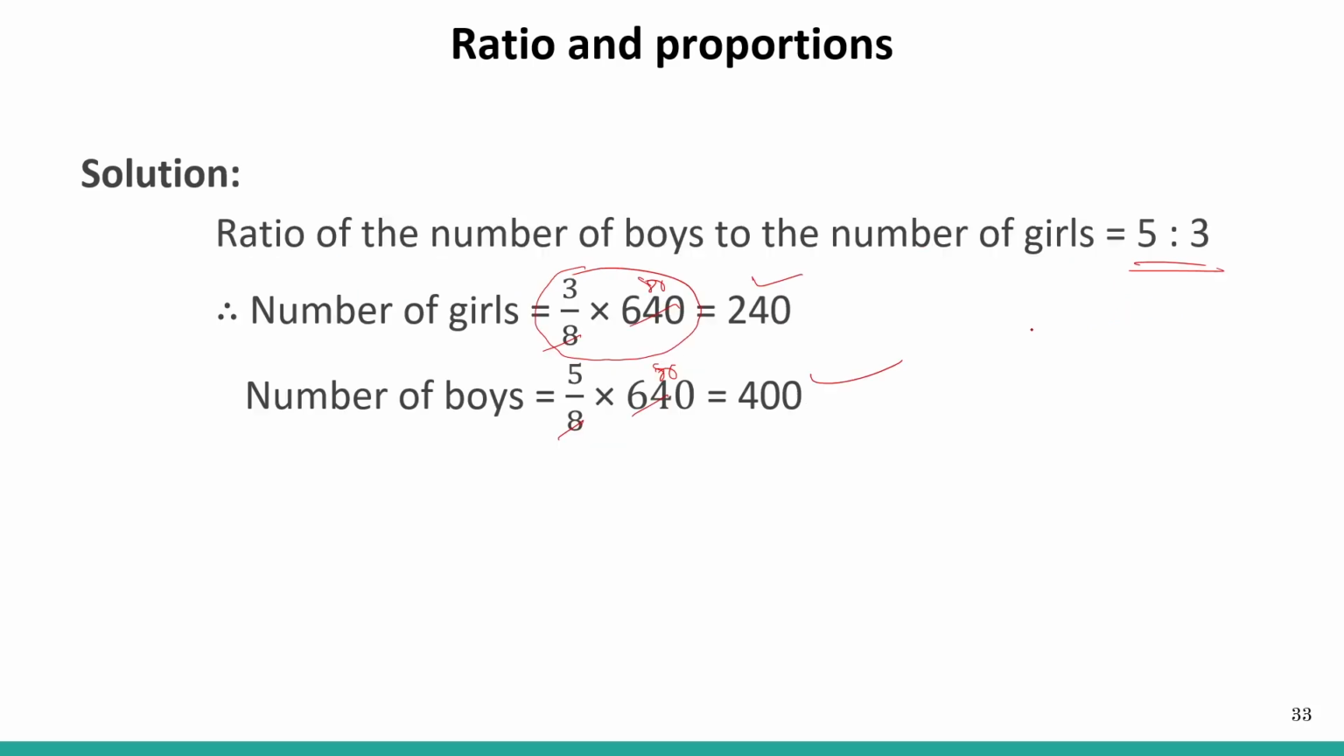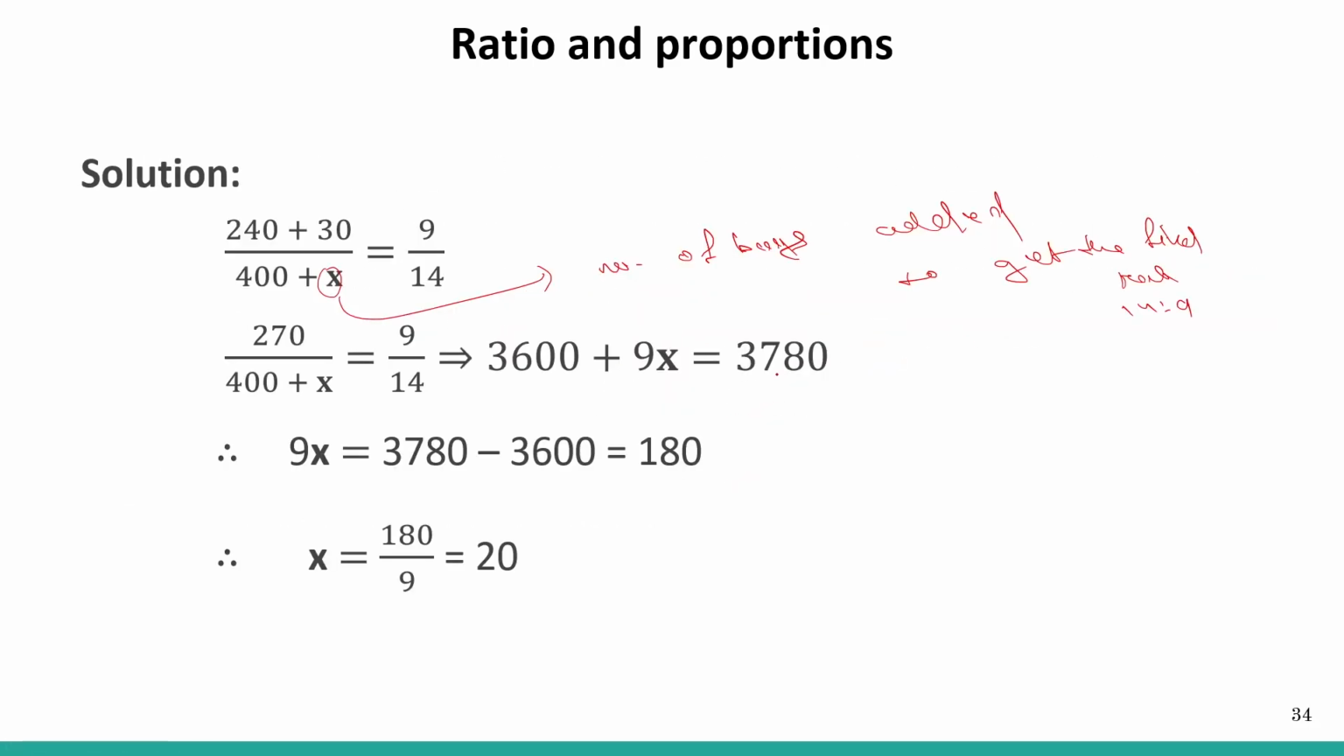Okay. If I remember correct, it is 14:9. Yeah. So 240 plus 30 because 30 new girl students are admitted and x is the new number of boys that is being added. So 400 plus x. So the new ratio becomes what? 9:14. Okay. So let's solve it. So 240 plus 30 is equal to 270 by 400 plus x is equal to 9/14. So this implies that 400 plus x is equal to 270 by 9 into 14, right?